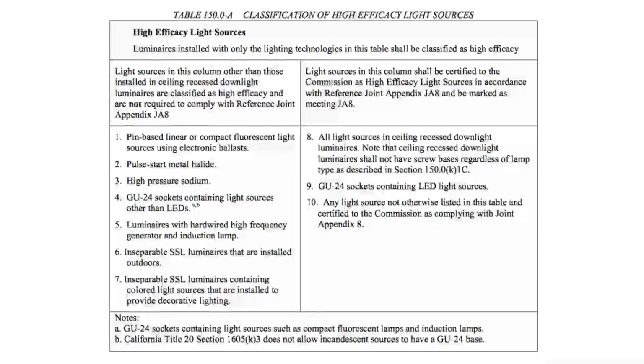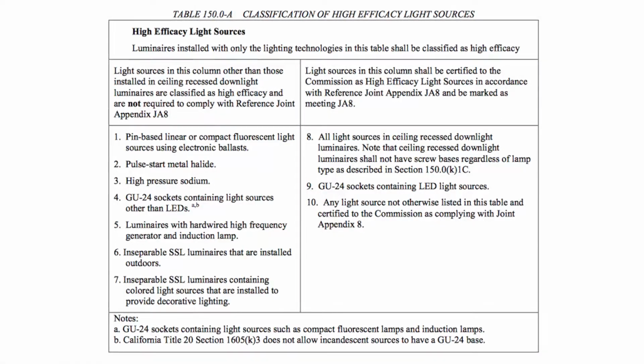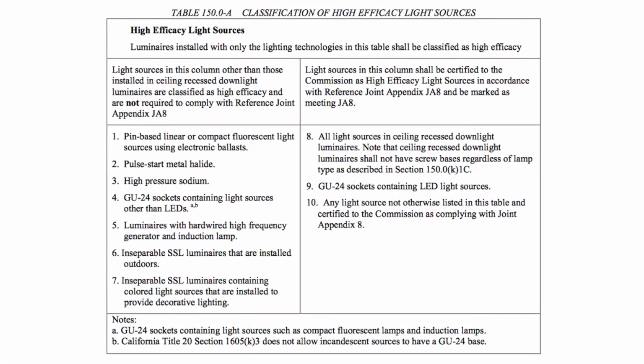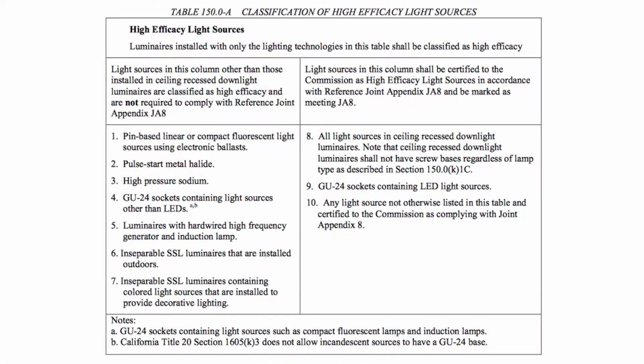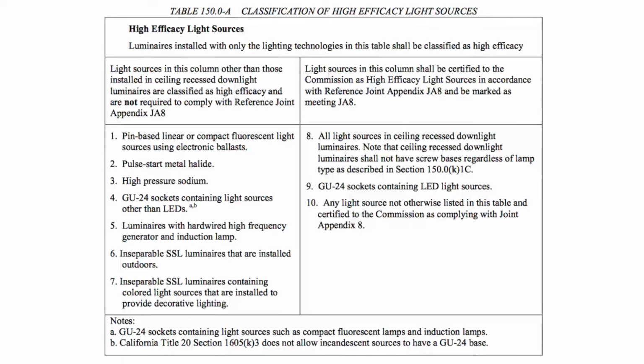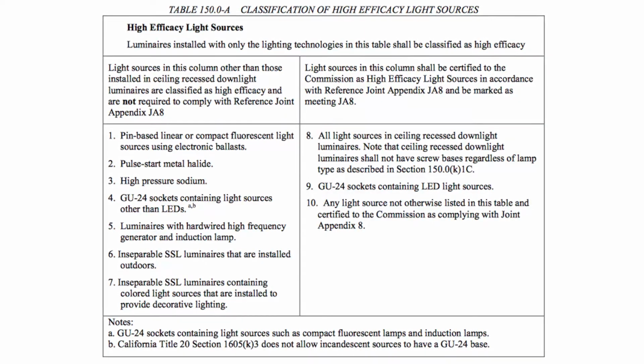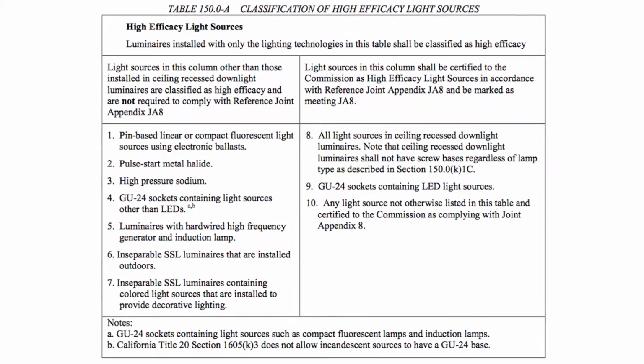Table 150.0-A shows the types of lighting that make up these two high-efficacy lighting categories. Note, the only type of product that cannot be classified as high-efficacy and therefore cannot be used in California homes moving forward is a screw-base ceiling recessed downlight.